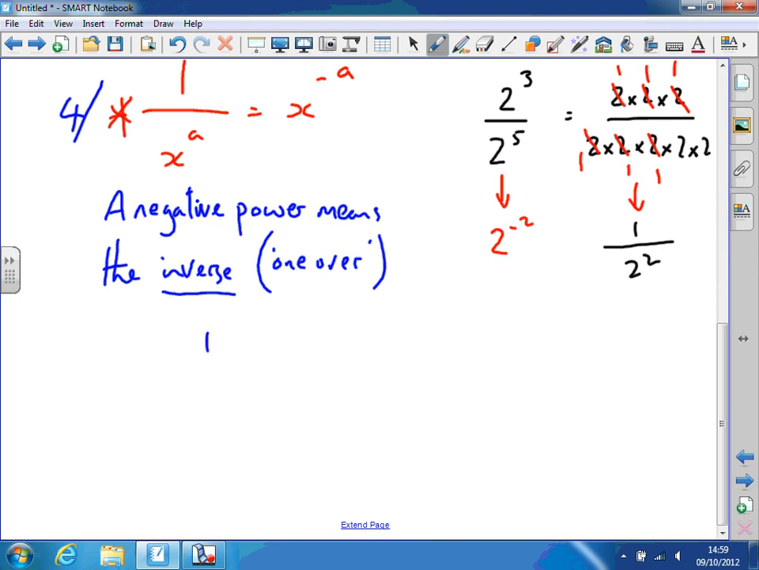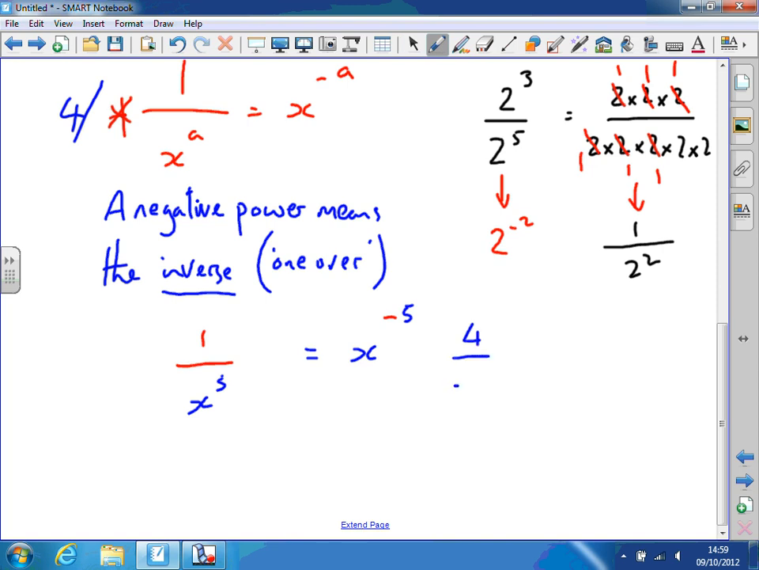1 over x to the power 5 can be written as x to the minus 5, because the minus power means 1 over, okay? If I put it in the colour, it might emphasize it. 1 over x to the 5 equals x to the minus 5. Minus means 1 over, okay?